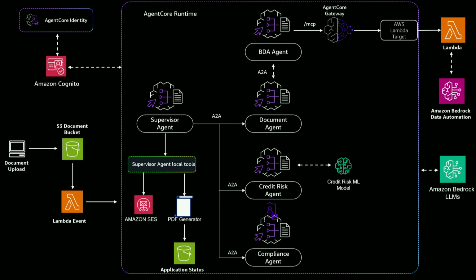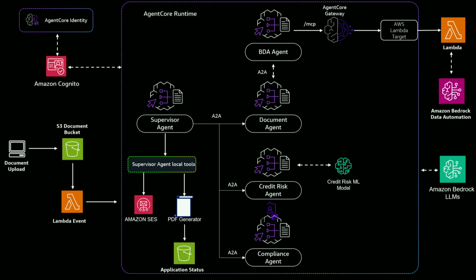Once the data is extracted, then it gives it back to the document agent, and the document agent then performs all the validation to ensure that all of the data needed for processing the loan is there. Once it performs a validation, it gives a status check back to the supervisor agent along with the data saying the data validation is passed or failed.